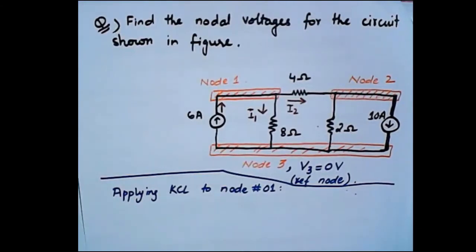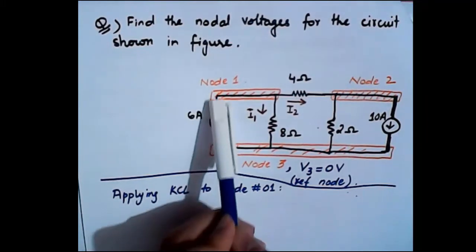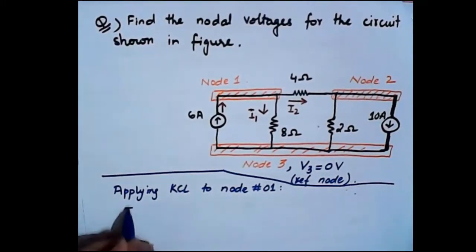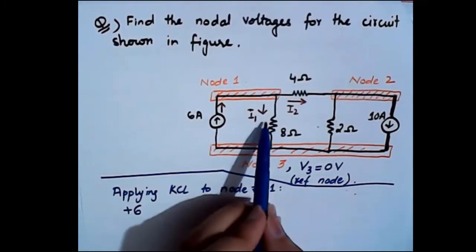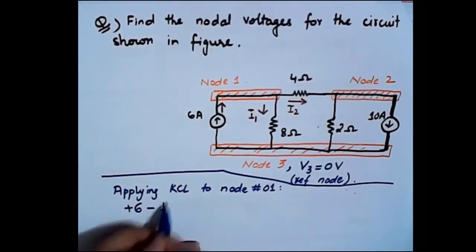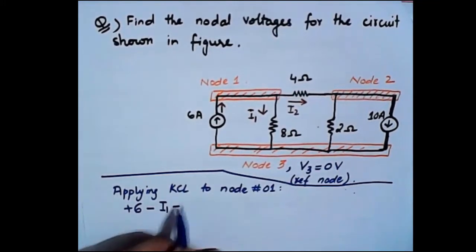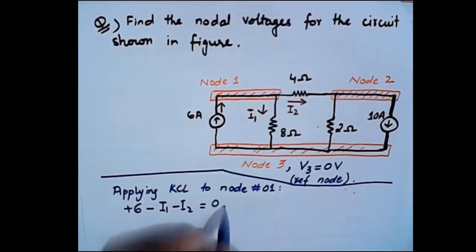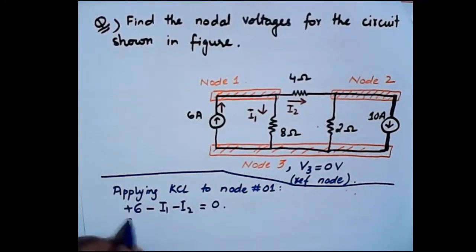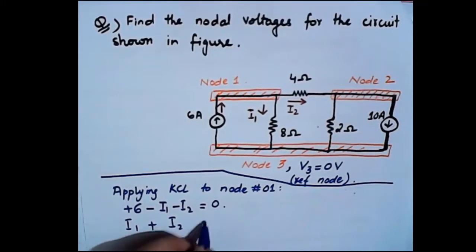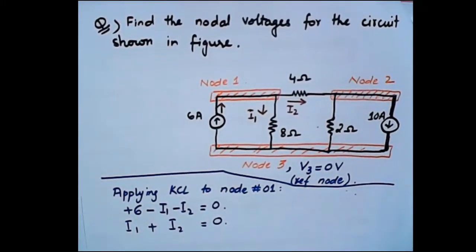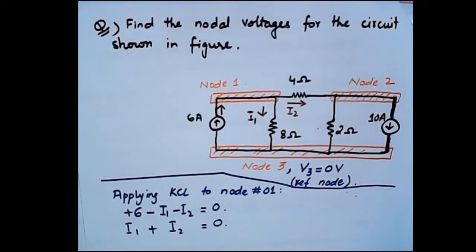Now when we apply KCL to node number 1, what is the result? One current of 6 amperes is entering the node, so it will be taken as plus 6. I1 is leaving the node, so it will be taken as minus I1. And I2 is also leaving this node, so it will be taken as minus I2, equal to 0. Or you can write it as I1 plus I2 is equal to 6. I hope there is no confusion in there.